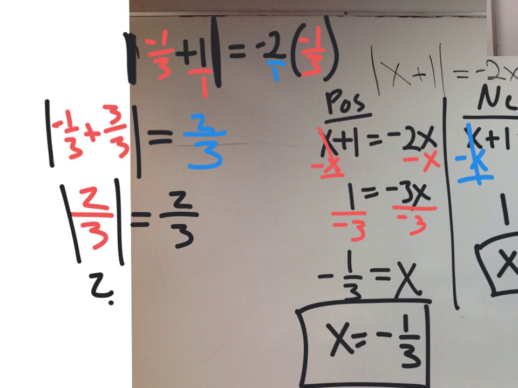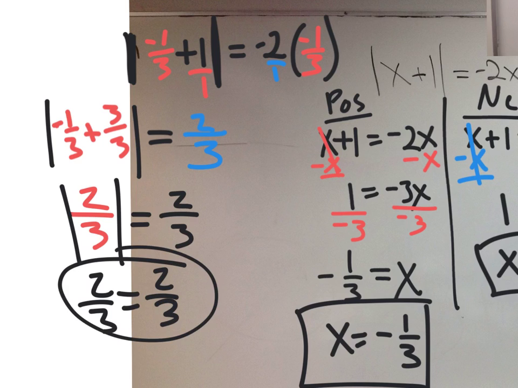So we know it works because 2/3 does equal 2/3. Now, let's try the other one. But before I jump too far ahead, what does this mean that 2/3 equals 2/3? It means that the answer, x equals -1/3, when you plug it in, it really does give you a true statement. So this answer is absolutely right. This is part of the answers that you need to include on your answer on the quiz or test.